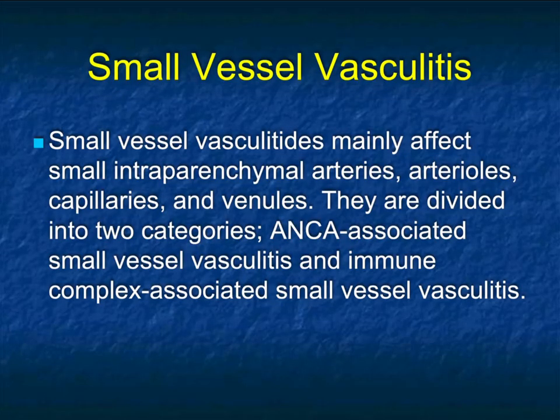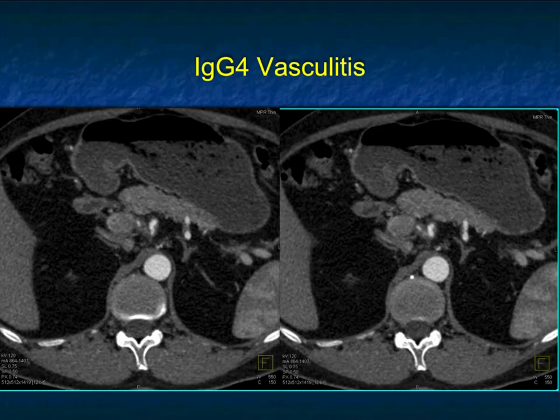We also talk about small vessel vasculitis, usually involving intraparenchymal arteries and capillaries and venules. Two types, ANCA-associated small vessel vasculitis and immune complex associated small vessel vasculitis. We see a lot of IgG4 vasculitis these days. IgG4 is interesting because we talk about IgG4 related autoimmune pancreatitis. We talk about soft tissue thickening around the aorta.